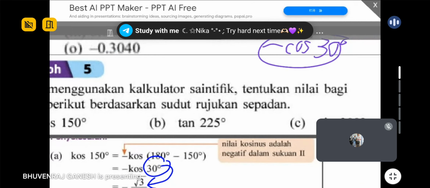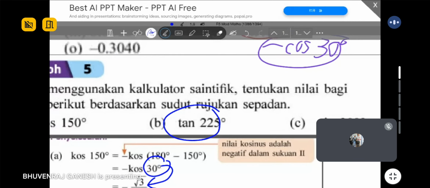Okay, so tangent 225. Three pieces of information, guys. Kamu bagi tahu saya sekarang, 3 informasi yang kamu kena bagi tahu saya. Everything that I asked you so far, you tell me the 3 pieces of information that you need to know based on this. I need 3 answers from all of you. 3 jawapan, proses yang kita buat selama ni. So you tell me the quadrant, reference angle, positive or negative. 3 yang ni.